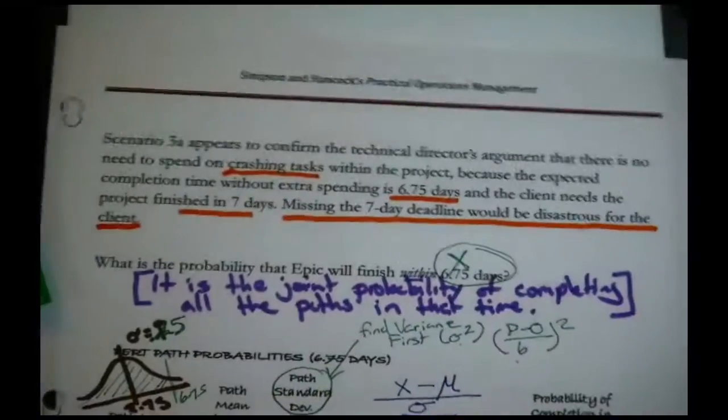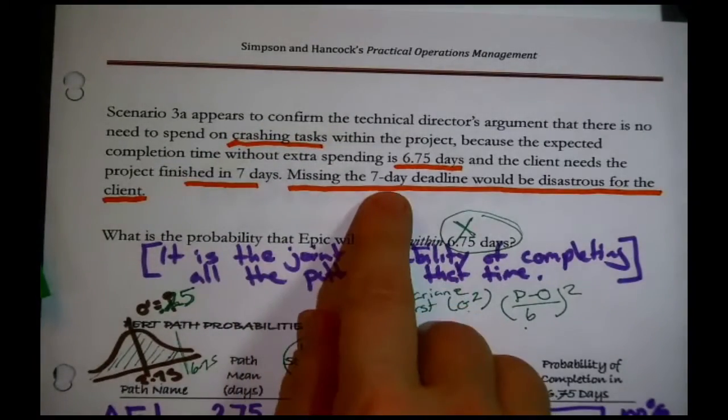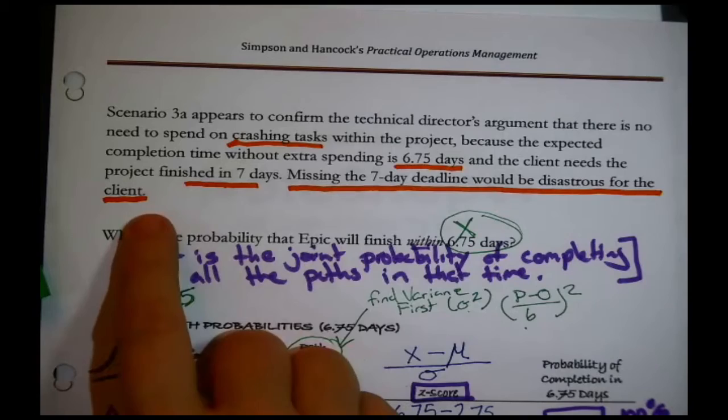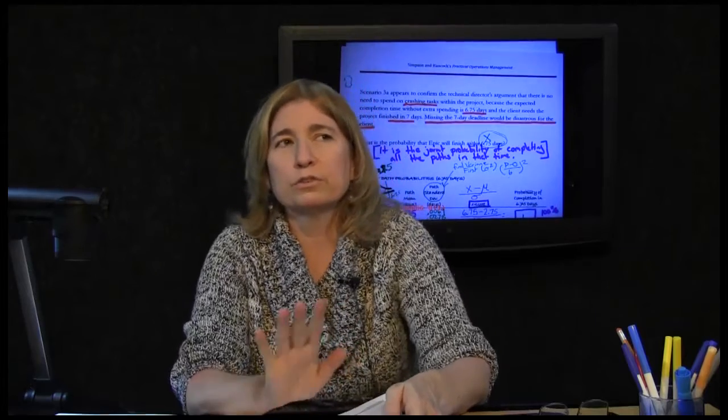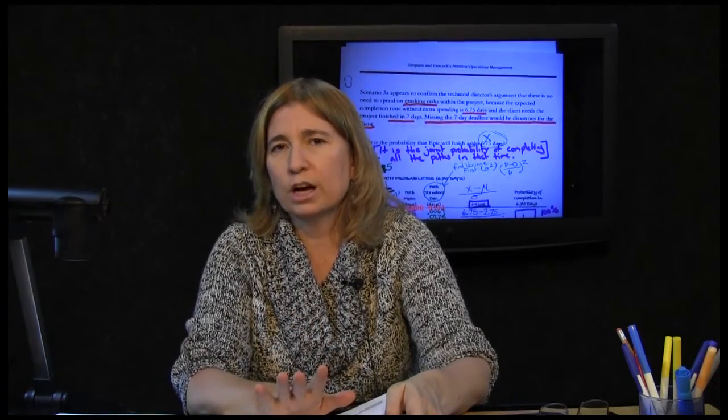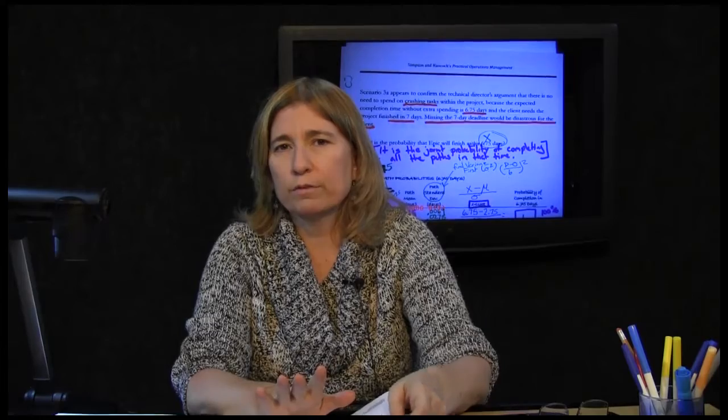Now, also in this scenario, a second question is posed because we were told something important at the beginning. Missing the 7-day deadline would be disastrous to the client. Okay, we found out 6.75 is not too terribly different from 7. We found out there's only a 43% chance of getting done within 6.75 days.